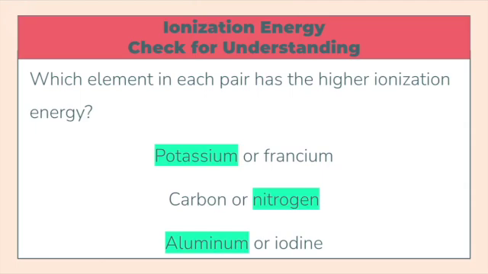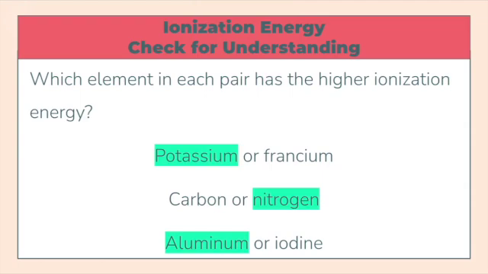Carbon versus nitrogen, they're both in the same period. Nitrogen has more protons than carbon, which increases the Coulombic attraction, which increases the amount of energy required to remove an electron. So that's a higher ionization energy.